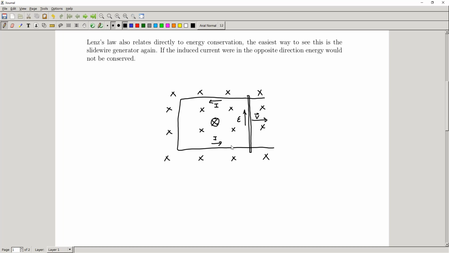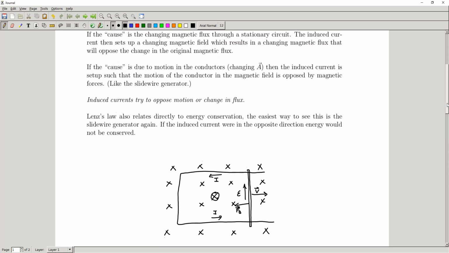So what ends up happening? Well, we have a magnetic force that is preventing us from keeping v permanently, right? So there's some magnetic force at play trying to prevent this motion. This is exactly the second point that we bring up here.